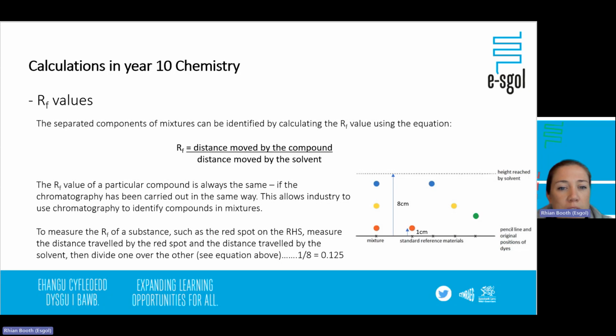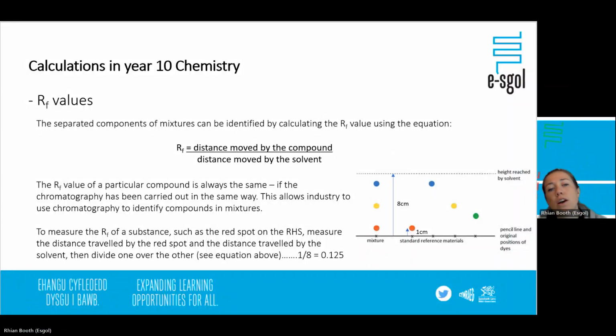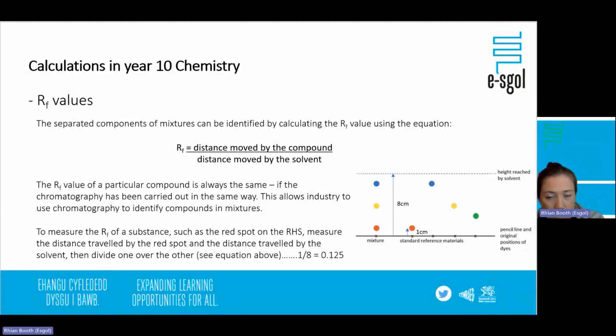So as you can see from the equation above, it's the distance moved by the compound, so the red spot in this case, over the distance moved by the solvent, which you can see in this diagram. Those are the two values that I've put in the diagram for you. Notice that for the distance from the line to the red spot, I've gone to the middle of the red spot with my arrow. That's really important. And that is a distance of 1 centimetre. Now, obviously, that's not to scale.